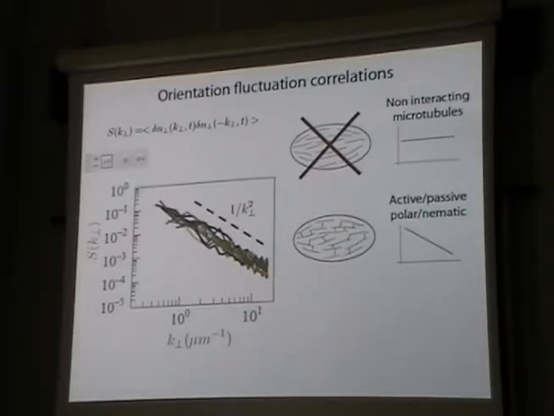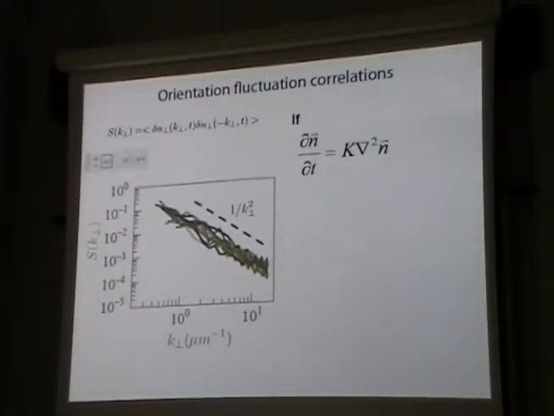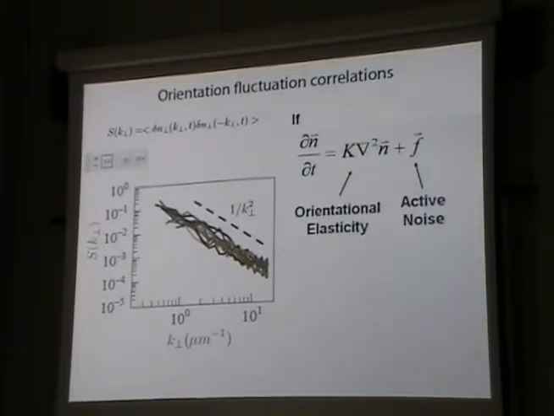And the reason that both active and passive give you 1 over k squared is as follows. You can say that the dynamics for the director, the change of the director, goes like some constant times del squared n. What I mean is, if this equation were true, and God tells you this is correct, then there are no fluctuations, it's a constant. But if you have this plus some noise term, the change in n with respect to time equals K times del squared n.